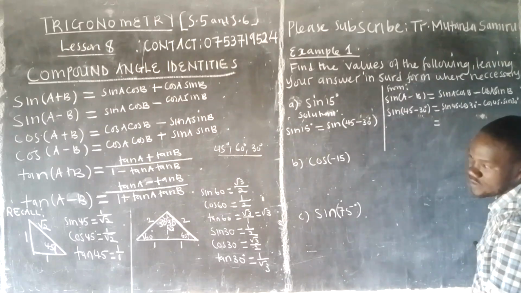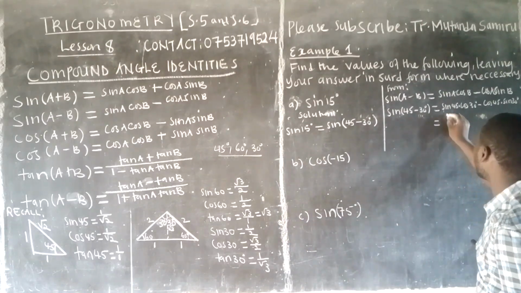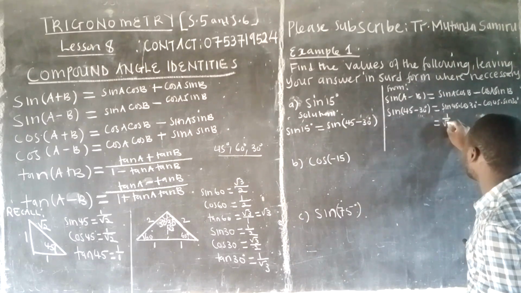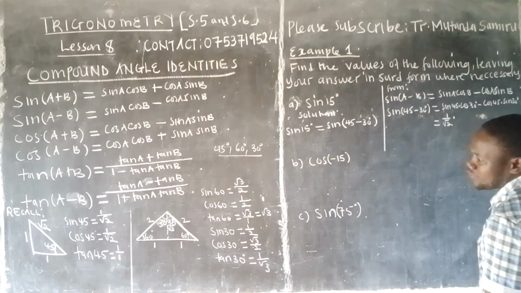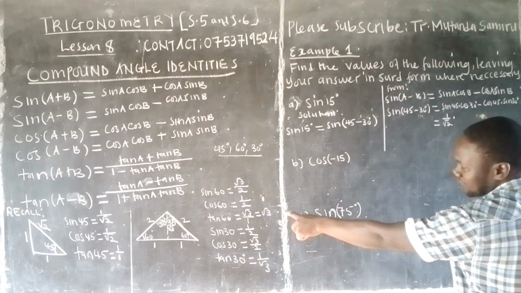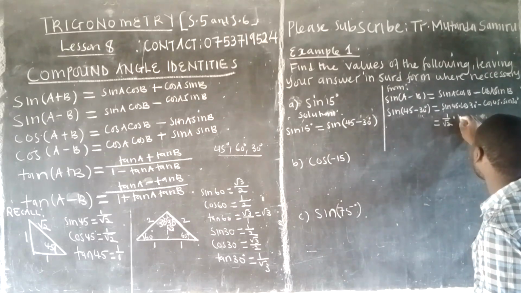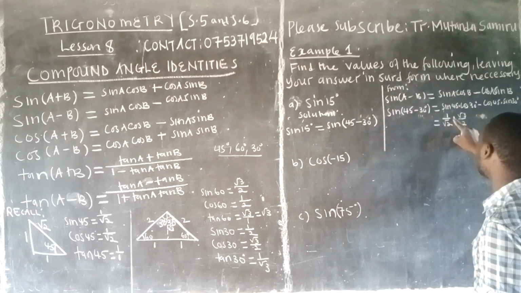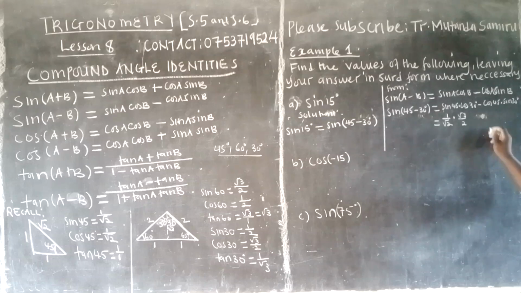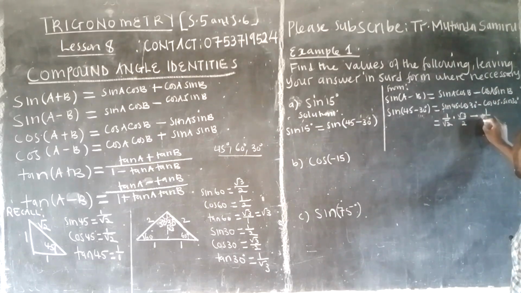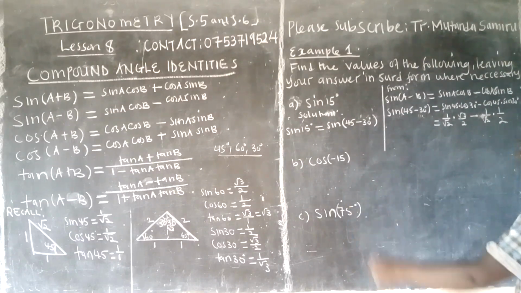Now, what is sine of 45 there? Sine of 45 is 1 over root 2, times cos of 30, which from this table is root 3 over 2. Please, this is a multiplication. That dot means a multiplication in pure mathematics. Minus cos of 45, still 1 over root 2, times sine of 30, which is 1 over 2. You can cross check from there.